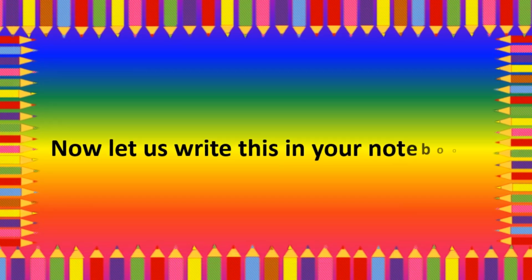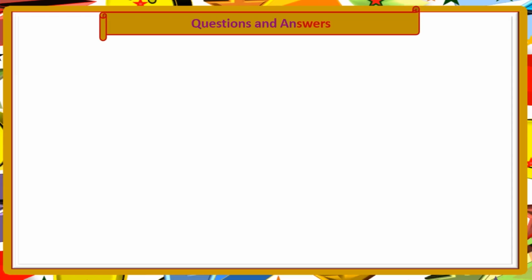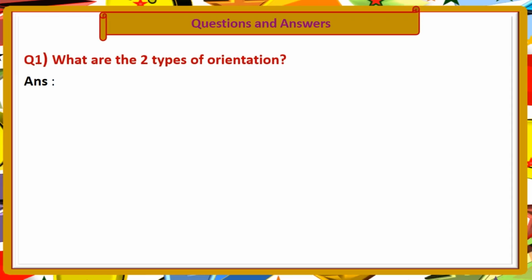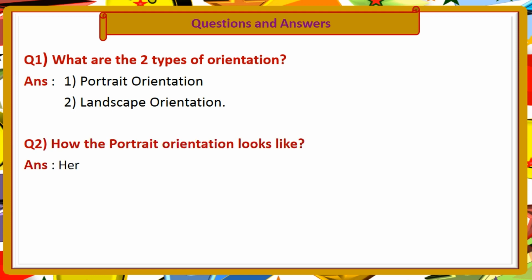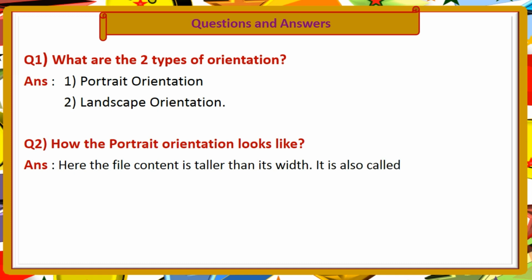Now let us write this in your notebook. Questions and answers. Question number 1. What are the two types of orientation? Answer. 1. Portrait orientation. 2. Landscape orientation. Question number 2. How does the portrait orientation look? Answer. Here the file content is taller than its width. It is also called a vertical display.